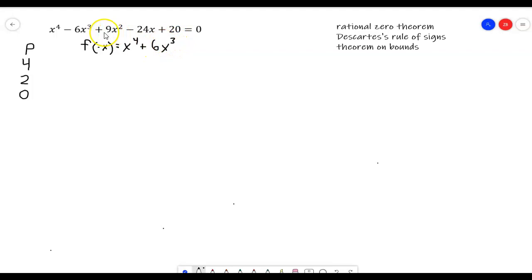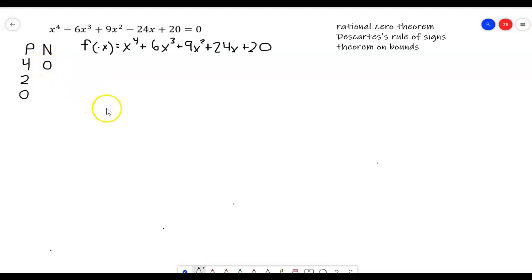This will stay a plus 9x squared. This will become a plus 24x because we're replacing x with a negative x, and this will stay a plus 20. So when I replace x with a negative x, everything becomes positive there. You see that? Now I look for the number of sign changes, and there are none. So for my negative real roots, I only have a possibility of 0.